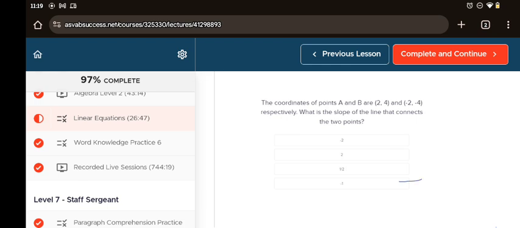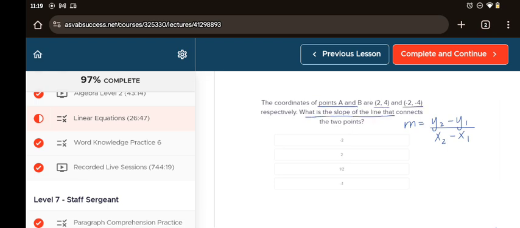Now, in this lesson, you learned a couple of different equations, right? And when I say equations, what I mean is formulas. You learned the slope formula, which is m equals y2 minus y1 over x2 minus x1, okay? Now, this question says, the coordinates of point A and B are, this is a line, (2, 4) and (-2, -4), respectively.